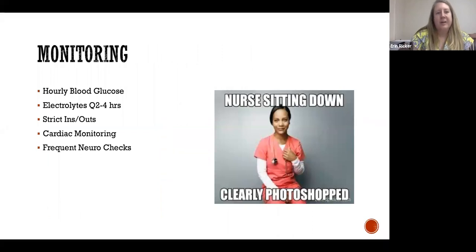So as we're treating these patients, it's important to constantly monitor them. You're going to get Q1 hour blood glucose levels. You don't want that glucose to drop. We'll discuss that further when we talk about cerebral edema. You'll want electrolytes every 2 to 4 hours, depending on how sick the patient is. You need strict ins and outs. They'll need to be on cardiac monitoring because of the problems that they can have with their electrolytes and those effects upon the heart, and also frequent neuro checks, again, because of the risk of cerebral edema that occurs with treatment of DKA.